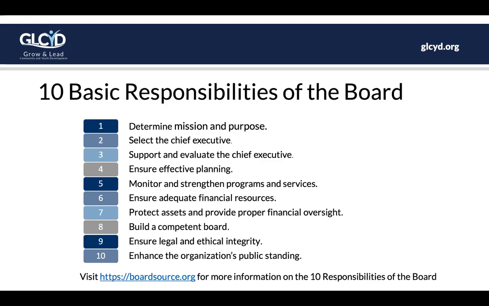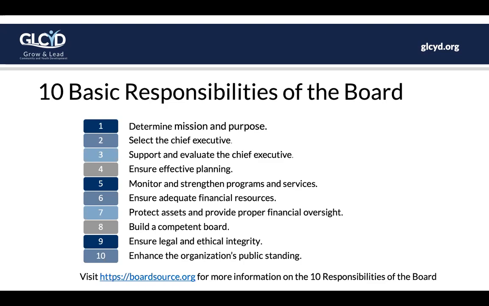Then we have ensuring effective planning. Boards need to be active in the long-term planning and goal setting of their organization. Monitor and strengthening programs and services is number 5. Making sure board members are aware of the programs and services that are offered and what outcomes they're providing. Are they meeting the outcomes that they thought the program would, or is it time to evaluate if that is something that should continue?